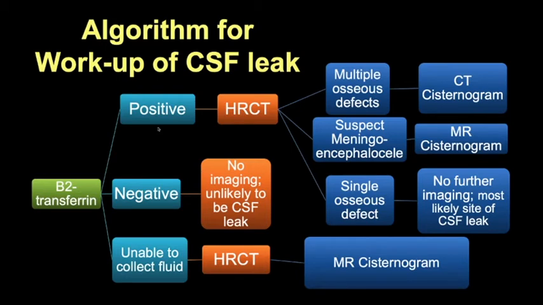If there's a positive beta-2 transferrin and multiple osseous defects are seen on CT, then the patient has a provocable leak. That's the indication for CT cisternogram to attempt to elucidate which site is leaking. And finally, if the patient is unable to collect fluid, however the team is highly suspicious of a leak, one should start with a CT, but then also consider MRI cisternogram to assess for a possible site of leak and to assess any areas of abnormality on that CT. CT cisternogram would likely not be helpful in that setting because the patient is not actively leaking.